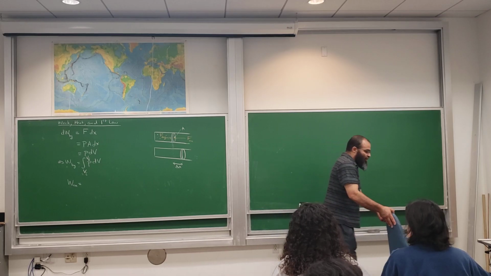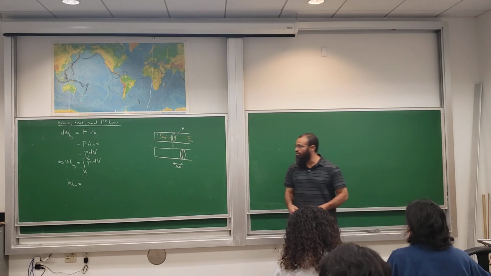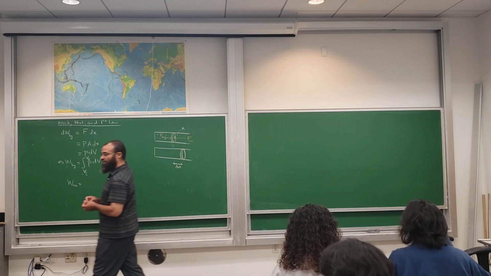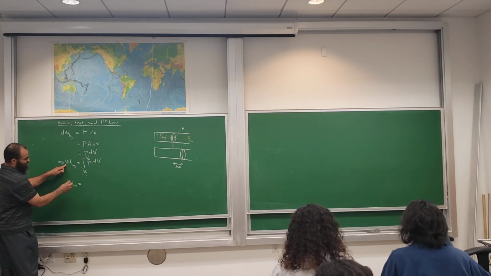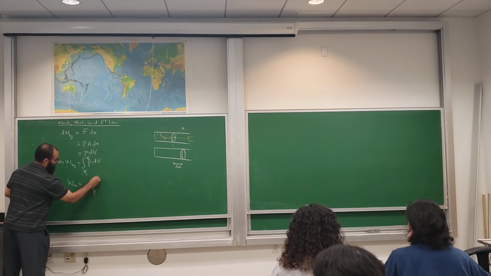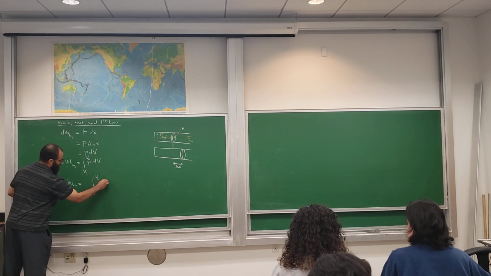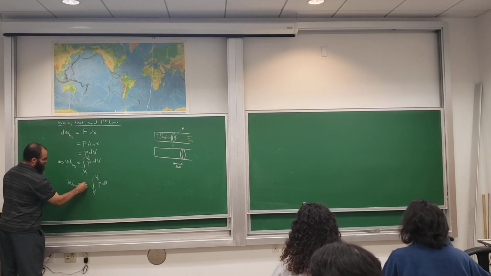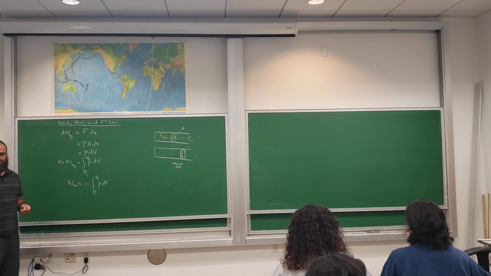So the work done on the gas is always going to be equal to the work done by the gas, but with a minus sign. So this is the work done by the gas. It's this integral from V initial to V final, P dV. The work done on the gas is exactly the same, but with a minus sign.